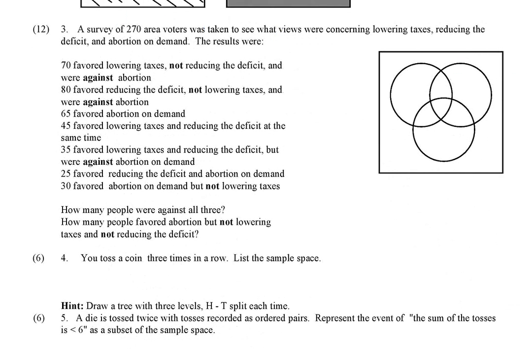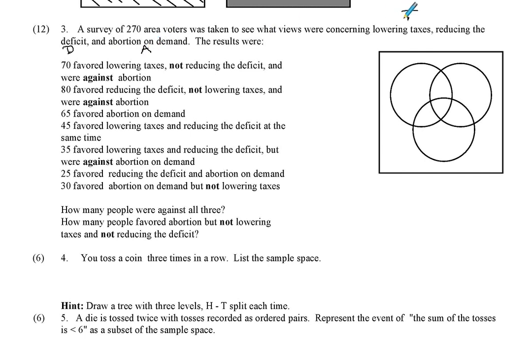Okay, next up we've got a counting problem. So let's see, we've got 270 area voters, and we're looking at their views on taxes, the deficit, and abortion. So let's go ahead and label some sets over here. We've got 3 things we're asking about. Taxes, let's label that set T. So the people that favored lowering taxes, those that wanted to reduce the deficit, let's label that set D for deficit. And let's see, those that favor abortion on demand, let's label that A.